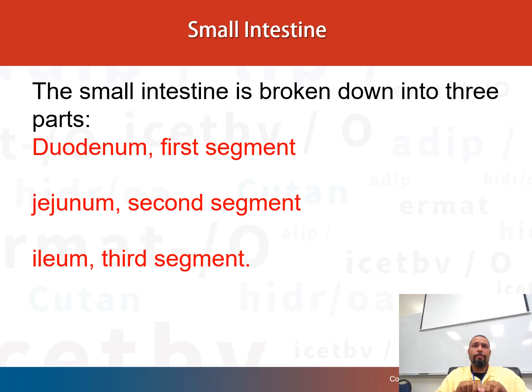At the terminal end of the small intestine, a sphincter muscle called the ileocecal valve allows undigested or unabsorbed material from the small intestine to pass into the large intestine, which will eventually be excreted from the body.